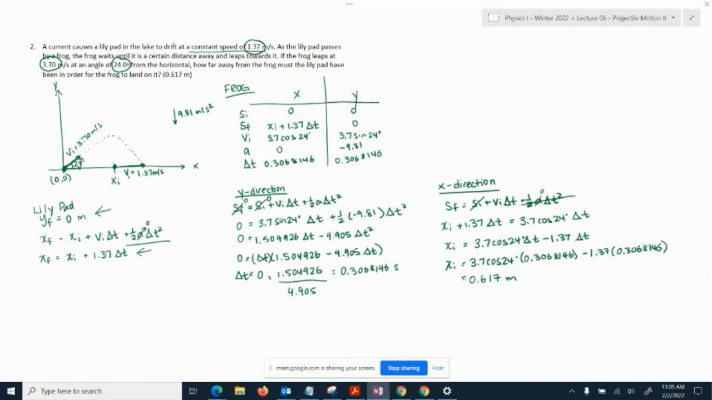Okay, so these are questions that have to do with 2 objects where one is a projectile motion and the other one is just moving in a linear fashion. Okay, so expect to see a question like this on your test.